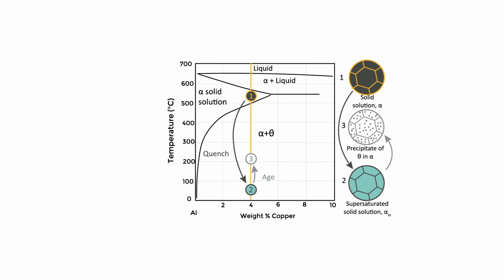Now, the composition of my material hasn't changed. I've had a solid material throughout this entire process. There's no melting or solidification that occurred. Instead, I took advantage of faster diffusion at higher temperatures and solid-to-solid phase transitions to strengthen my material.